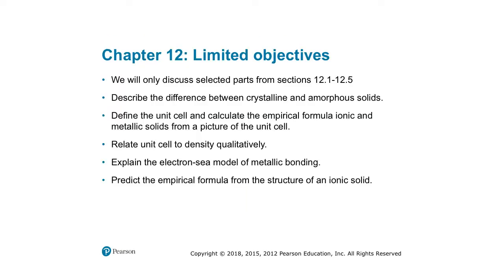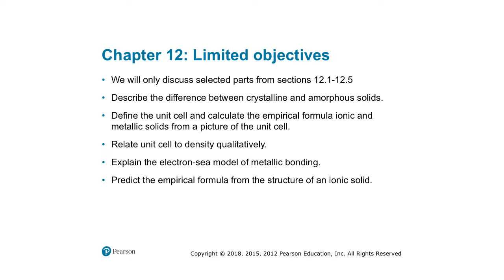Okay, so Chapter 12, our limited objectives that we'll be discussing here are just trying to describe the difference between crystalline versus amorphous solids, try to talk about unit cells and what that means, calculate empirical formula from looking at a unit cell, so we have to get an idea of what a unit cell is and see how that relates to some properties of a given substance. We want to relate the unit cell to density. We're going to do this qualitatively. You can actually do this quantitatively, and it is quite gory and pretty boring, but we're only going to take a look at this in a qualitative sense.